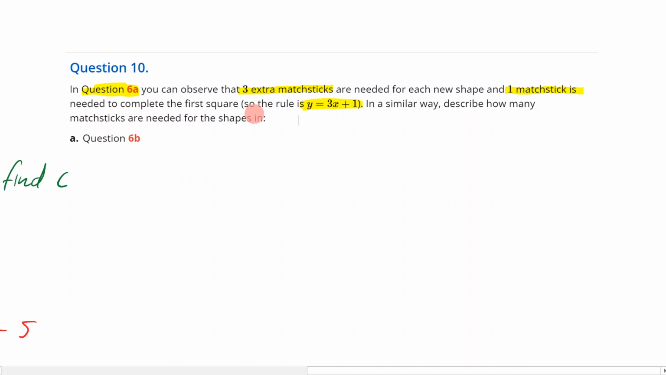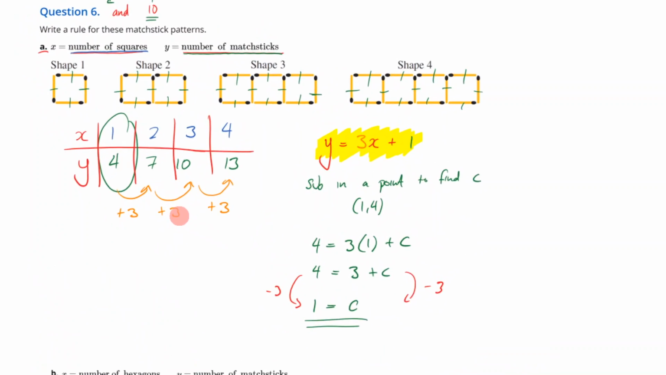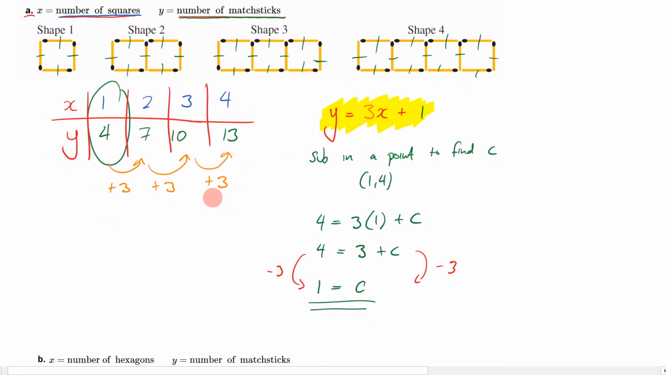Let's first look at this little description that they've given us here. They've said you need 3 extra matchsticks for each new shape, and 1 matchstick is needed to complete the first square. So you need 3 each time, but you need to start with 1 for that to be true. And if you look here for a second, you can see what they mean. So let me get rid of all this, and let's just have a look at what they mean here.